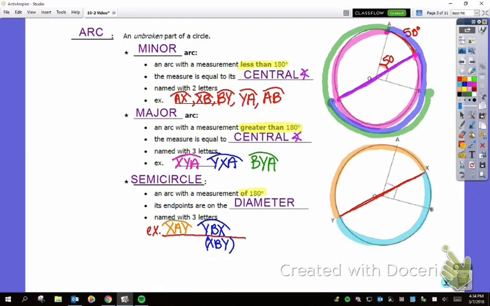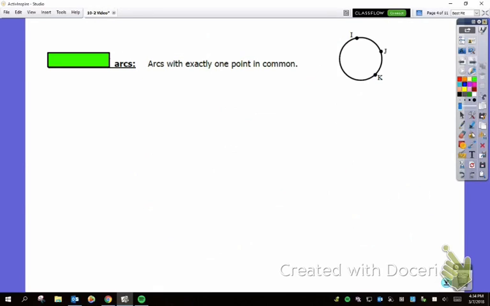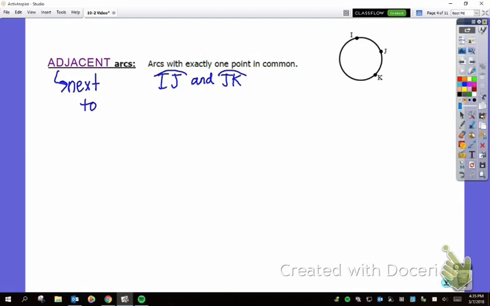Okay? So, moving forward, we've got a couple of other things that we want to look at here, just definition-wise. Here it says arcs with exactly 1 point in common, we're going to call these adjacent arcs. Remember that adjacent just means next to. If we're looking at this picture, they have to have 1 point in common. So we have a couple of different pairs that we could have here. We would have arc IJ and arc JK being adjacent arcs. We could have arc JK and arc KI because the K is shared.